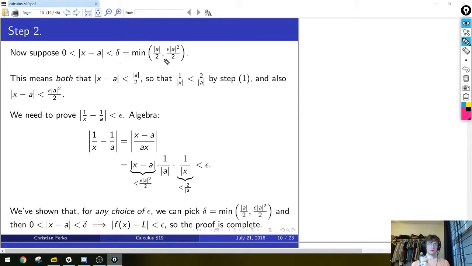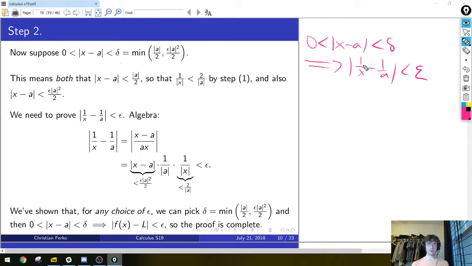So that was step 1. Now we do step 2, which is concluding the proof. So again, we're trying to prove this implication: that if this is true, then it implies that, well, f of x is 1 over x, I'll just be very explicit, the absolute value of 1 over x minus 1 over a is less than epsilon. That's about epsilon. So we're trying to prove this.